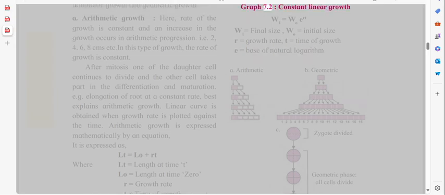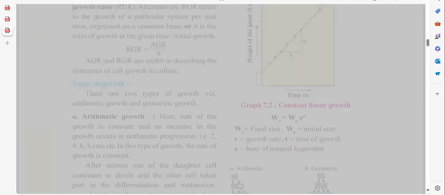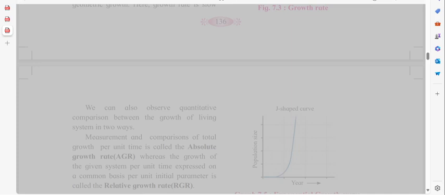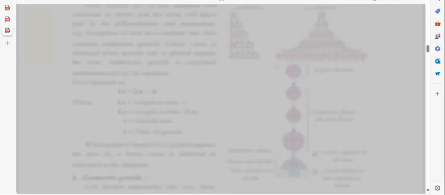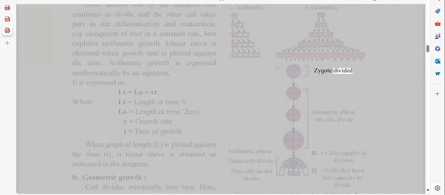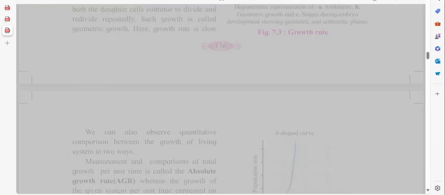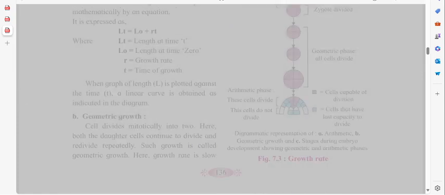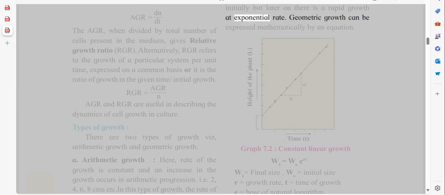Graph 7.2, constant linear growth. Height of the plant, L, against time, T. Fig. 7.3, growth rate. A. Arithmetic. B. Geometric. Zygote divided. Geometric phase, all cells divide. Arithmetic phase, these cells divide, these cells do not divide. Cells capable of division versus cells that have lost capacity to divide. Diagrammatic representation of A. Arithmetic, B. Geometric growth and C. Stages during embryo development showing geometric and arithmetic phases. Initially growth is slow but later on there is a rapid growth at exponential rate.